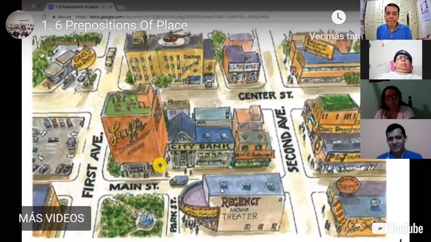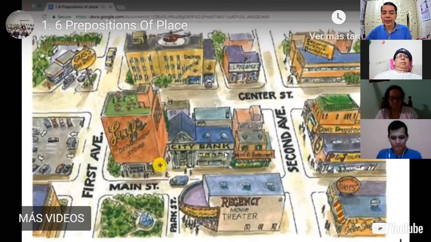Restaurant? The restaurant is... Se me olvidaron, teacher, la palabra. ¿Puede poner nuevamente? Listen, next to. Es que quiero usar la de, creo que es across. Across the movie theater. Across from the movie theater, right? From the movie theater. Thank you very much.